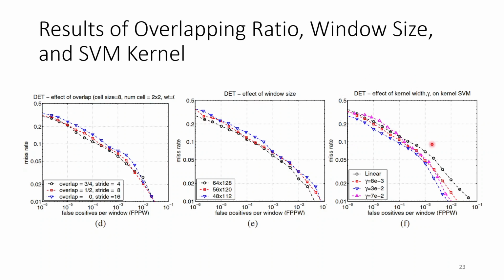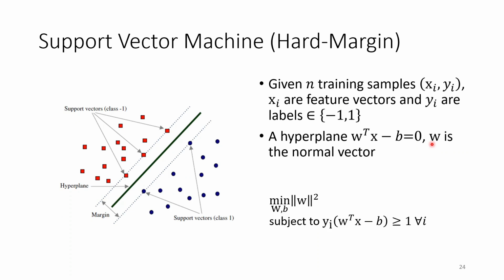And this is the final figure. It is a parameter for the support vector machine. So let me slightly go through the support vector machine. When you Google support vector machine, usually you will see this chart. Let me explain. A support vector machine is a binary classifier. Given two classes, the red squares and blue circles, the support vector machine aims to find a hyperplane to separate the two classes. This is the margin, and they want the margin as large as possible.